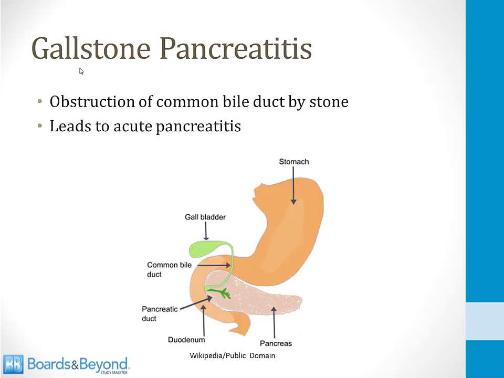You can get pancreatitis from a gallstone when the gallstone obstructs the common bile duct. If you look at this picture on the screen, if the gallstone gets all the way down here, it can block the outflow of pancreatic enzymes. Those pancreatic enzymes can begin to auto-digest the pancreas, and gallstones are a common cause of pancreatitis. The other common cause of acute pancreatitis is alcohol consumption.